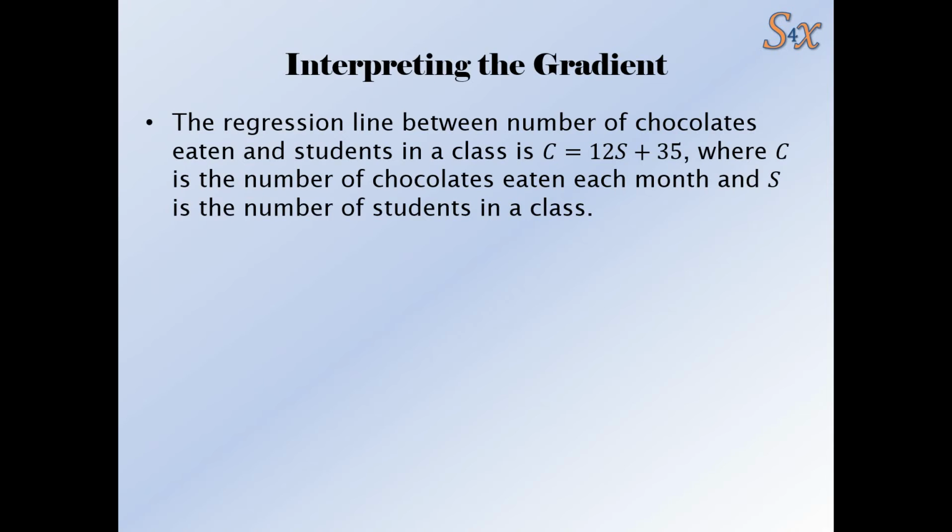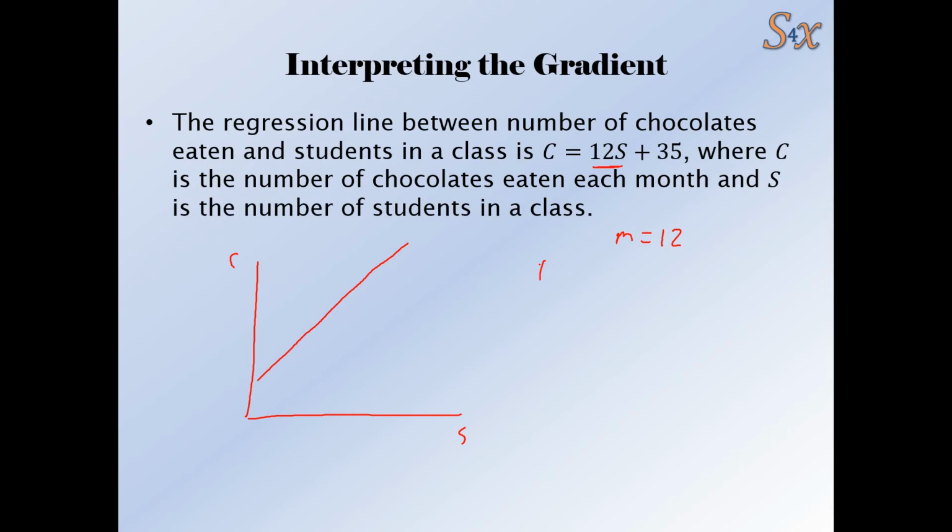Now there's a little bit here about interpreting the gradient and the importance of that. So the example I've got is the regression line between the number of chocolates eaten and the number of students in a class in a given month. Okay, so if I was drawing a graph, this is the number of chocolates eaten, this is the number of students. We've got a line which looks something like this. Now, you might get asked in an exam, what does the gradient mean? Now the gradient of this is 12, because that's the number with s. Think about y equals mx plus c. So the gradient, m, is 12.